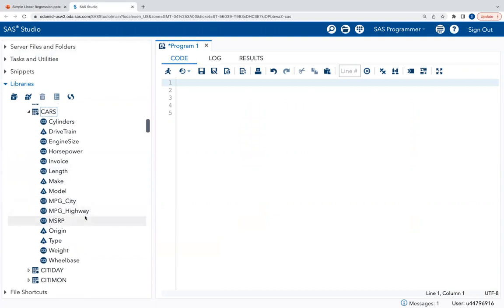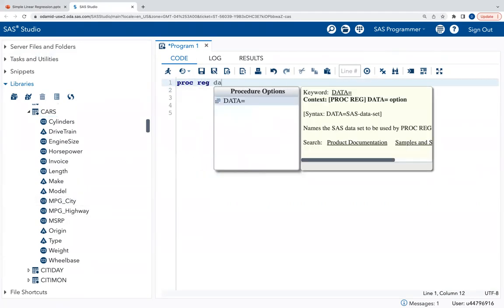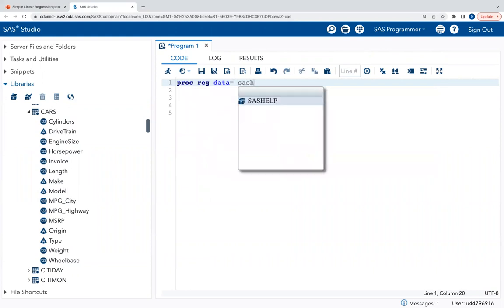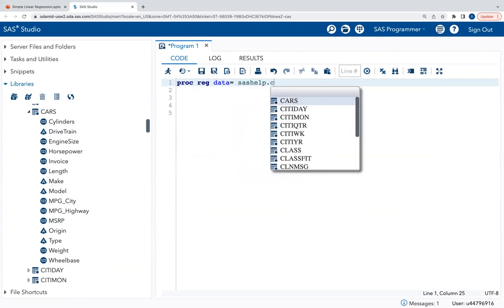And that's what I'm interested to figure out, what is the relationship between these two. So I'm gonna do PROC REG and I'm going to do data equals the name of my data set. So it's in the SAS help library, so I'm doing SASHELP dot, and the name of the data table itself is called cars.